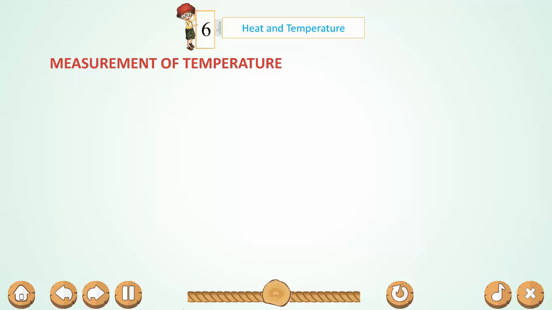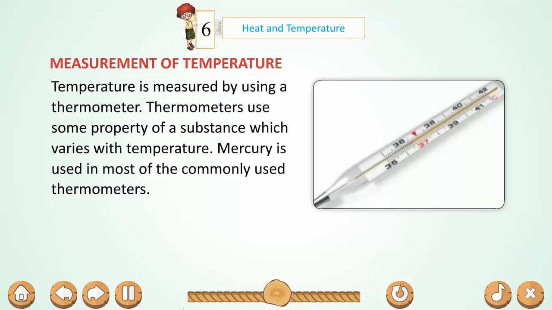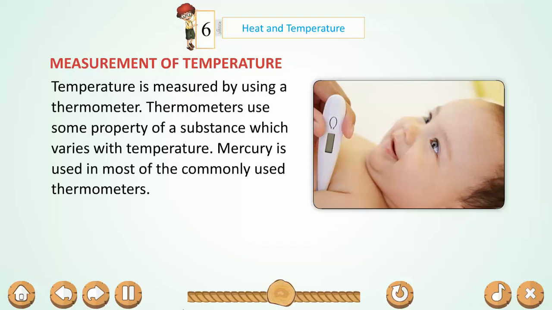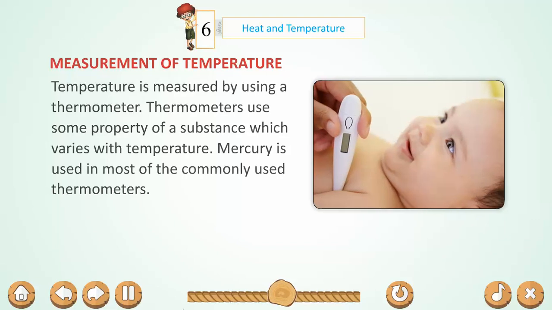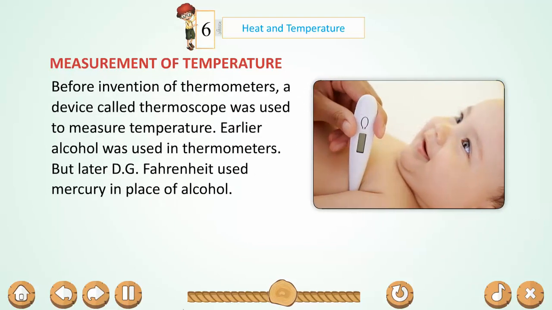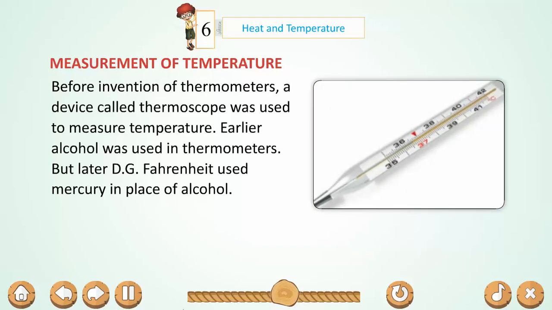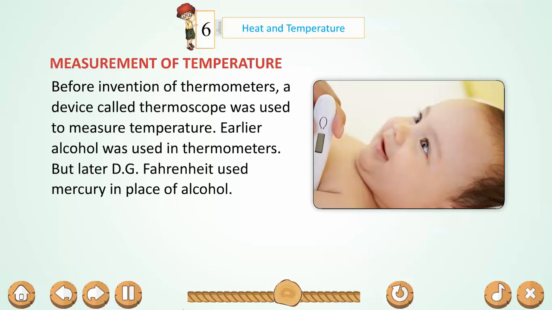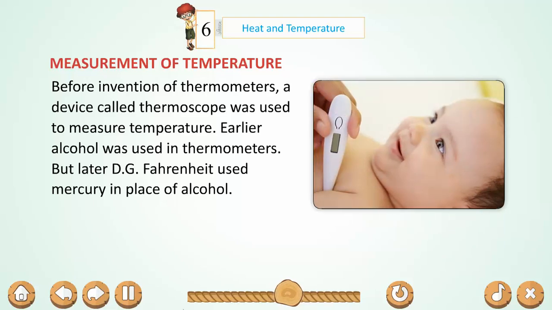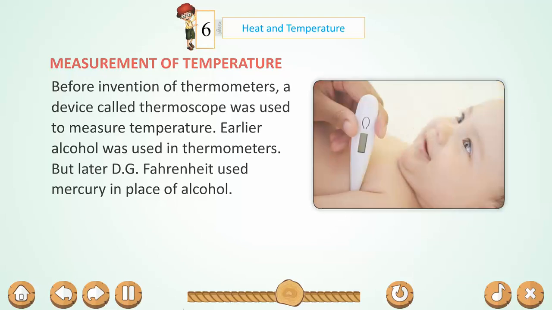Measurement of temperature. Temperature is measured by using a thermometer. Thermometers use some property of a substance which varies with temperature. Mercury is used in the most commonly used thermometers. Before the invention of thermometers, a device called a thermoscope was used to measure temperature. Earlier, alcohol was used in thermometers, but later, D. G. Fahrenheit used mercury in place of alcohol.